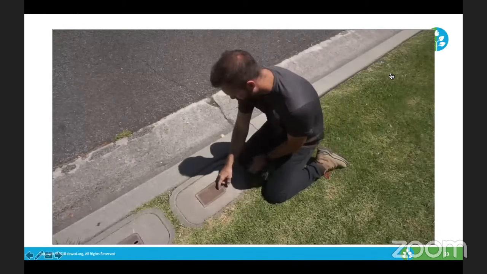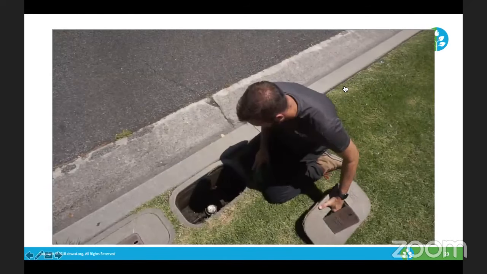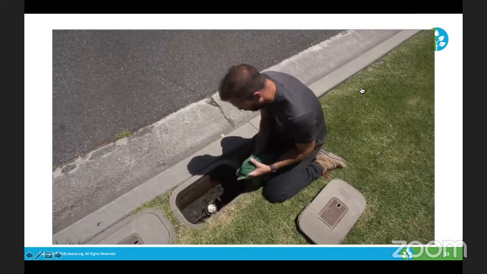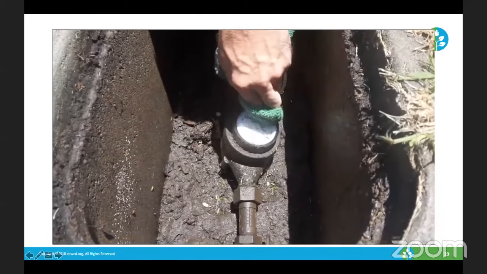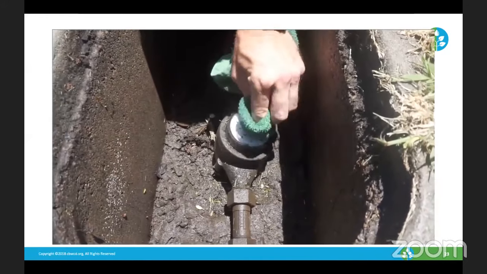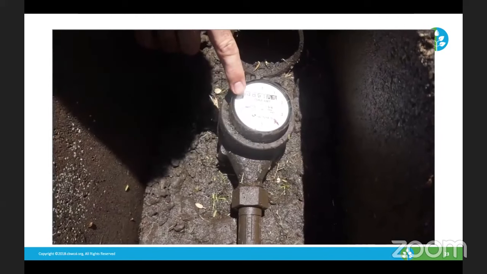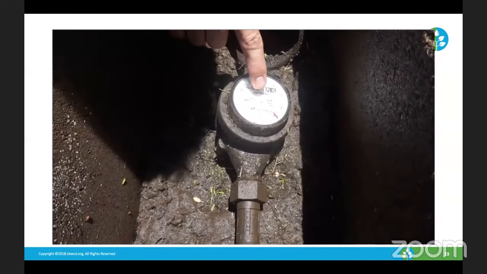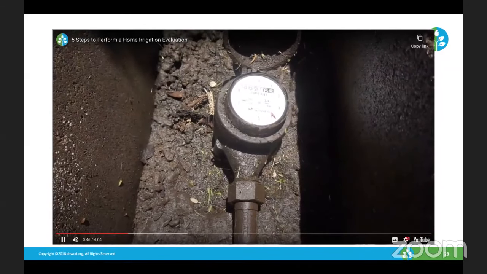A handy tool to have around is a rag so we can wipe down the faceplate or the odometer of the water meter. The reason why we want to wipe down this odometer is we want to look at the readings. As long as there's no water running inside the residence, we can look at the leak detector as well as the odometer. If we see any movement on that dial, that's indicating that we have a leak. Looks good here.